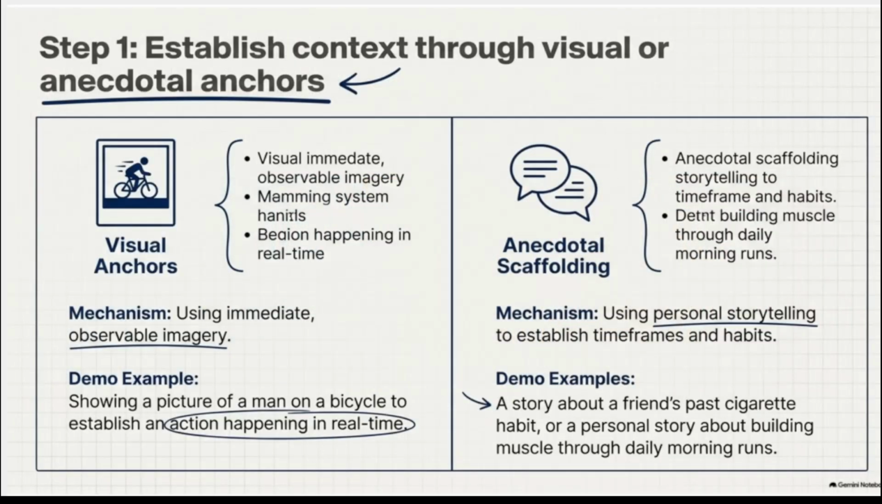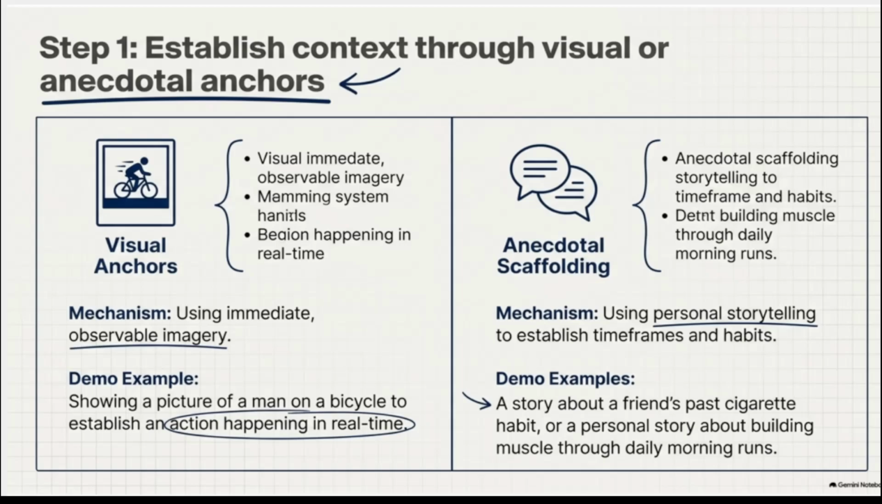Step 1. Establish context through visual or short stories. Let's move to the first stage. Contextualization. The principle here is, anchor the grammar in reality. There are two main ways shown in this framework. The first is a visual anchor. The second is anecdotal scaffolding.